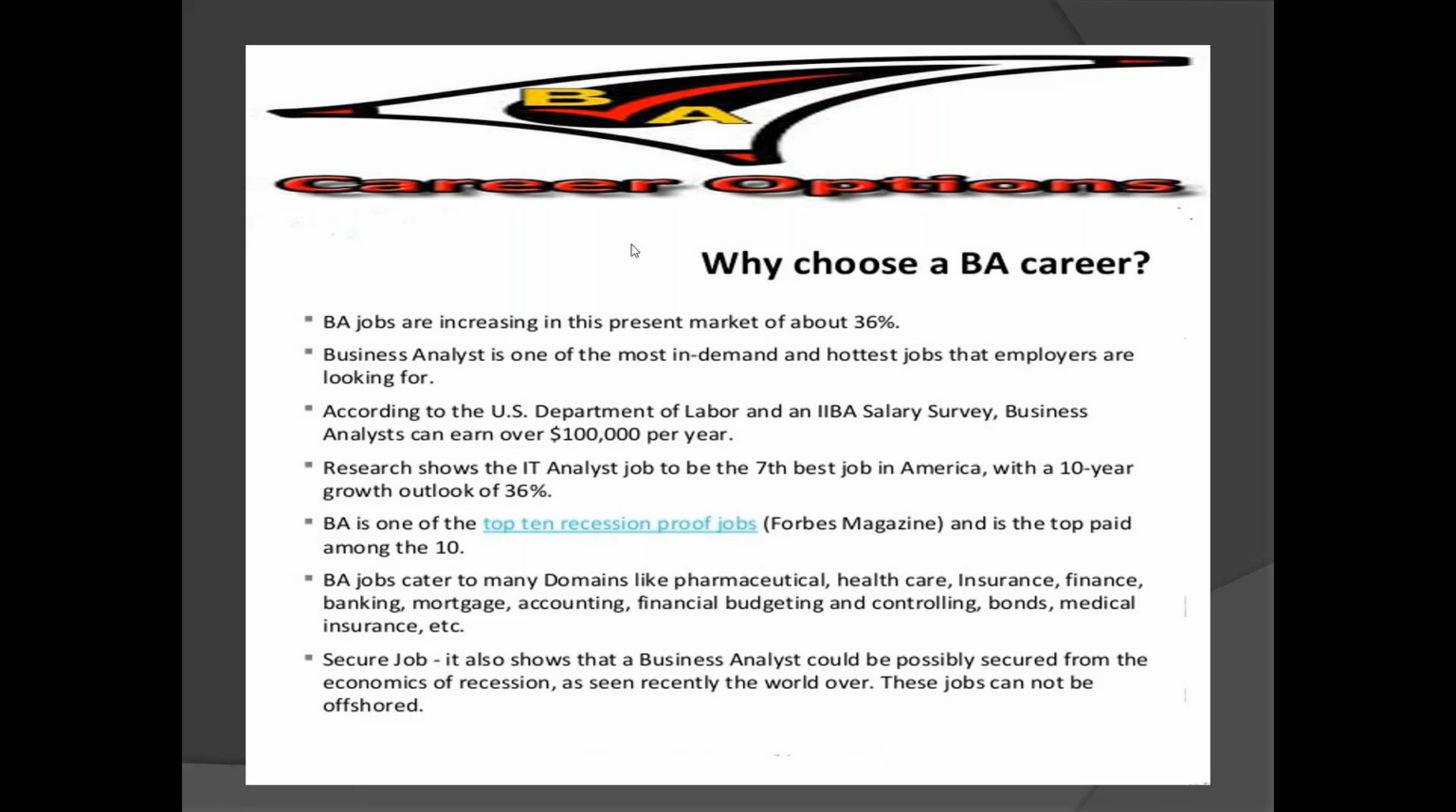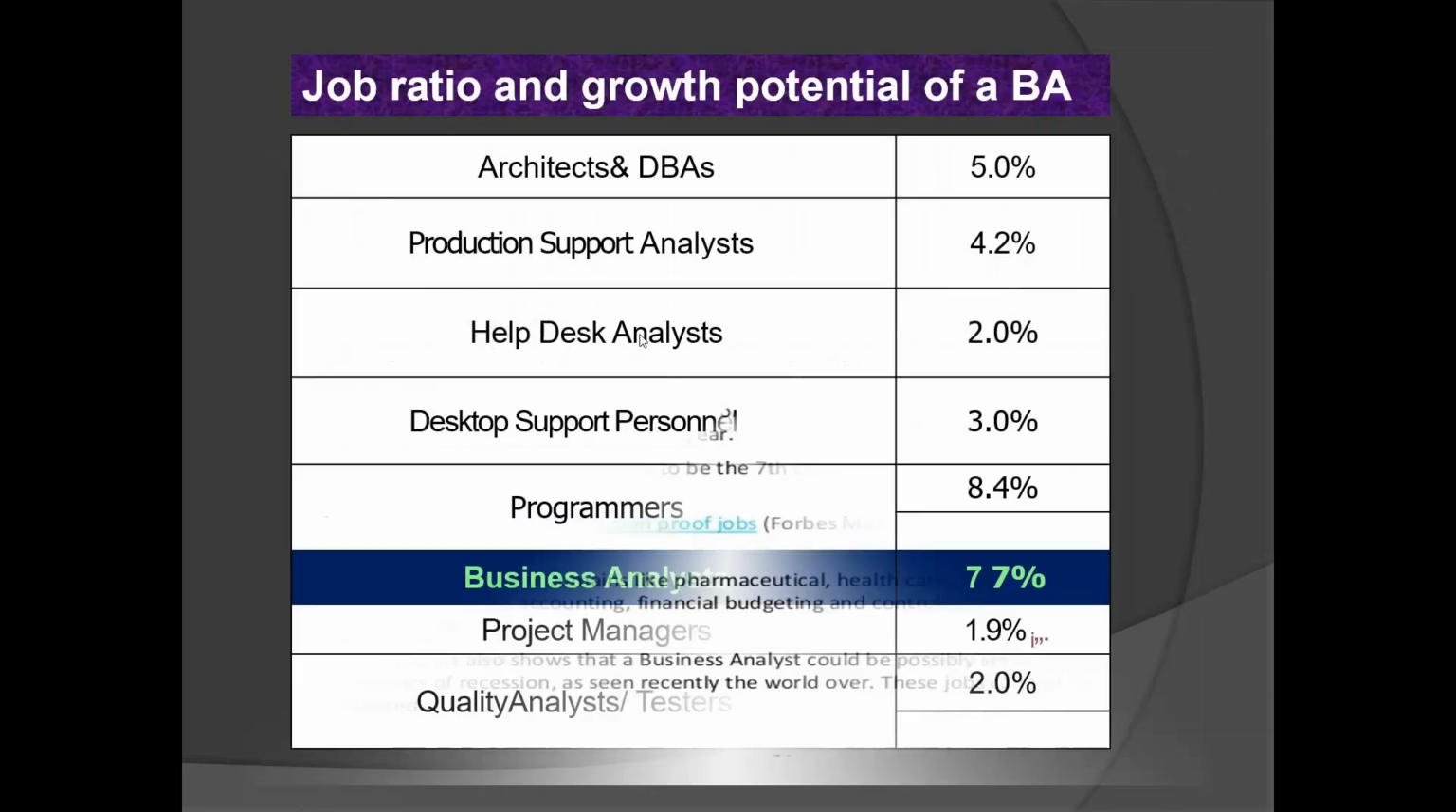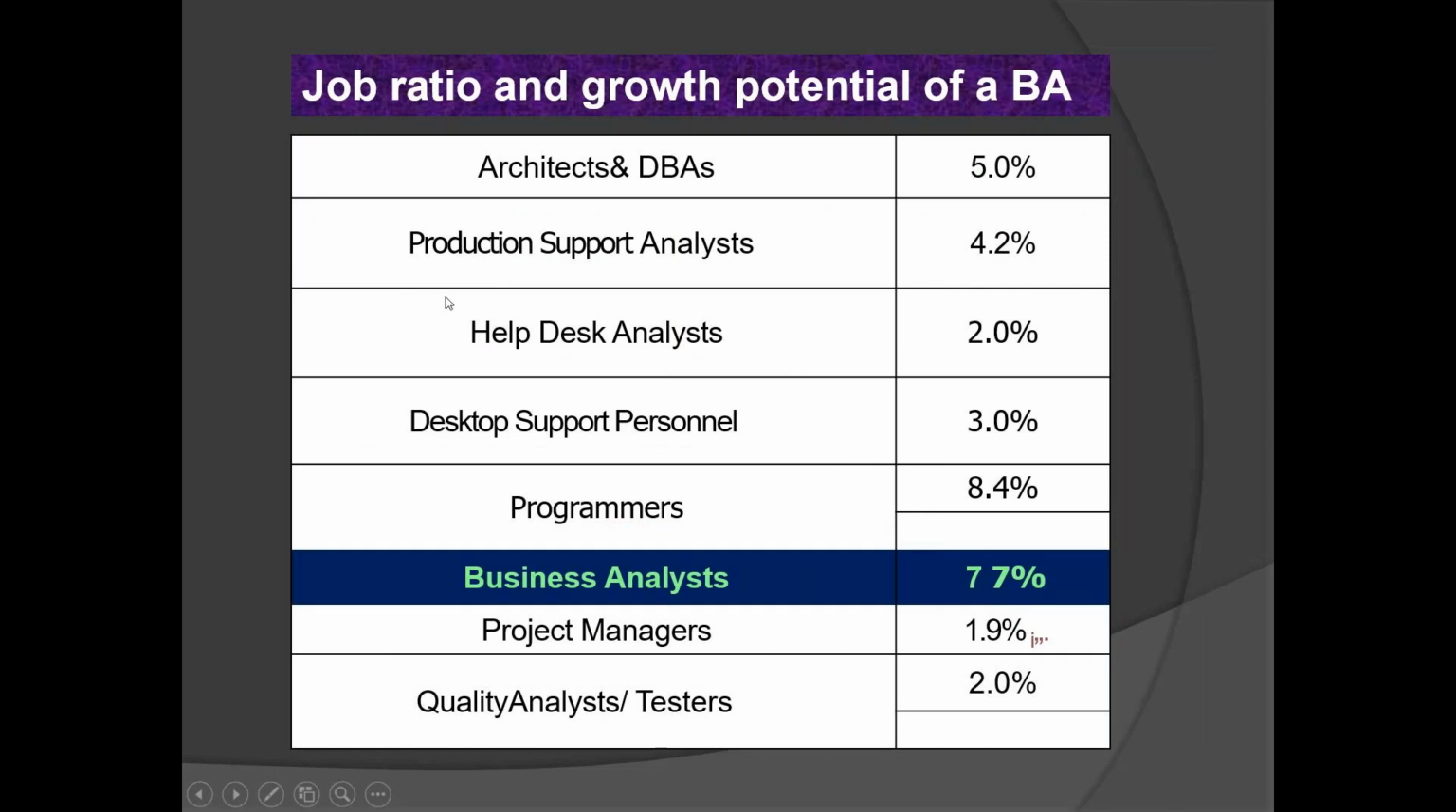They have to maintain good communication between the teams and there should be coordination in the work. Then only the project will succeed. So for this purpose, it is mandatory that there should be a BA. So these are some points which reveal why to take BA as a career. Okay. Then job ratio and growth potential of a BA. A BA has 7.7 growth out of 10, falling next to programmers who have 8.4 percent.